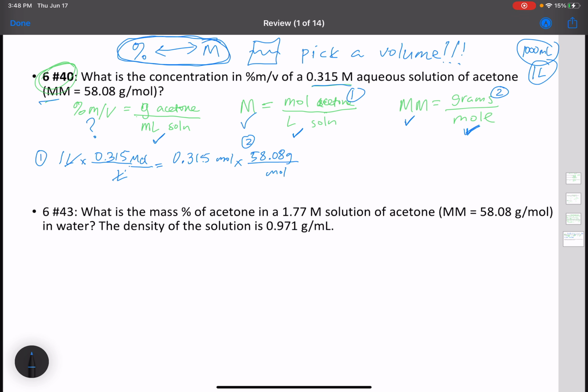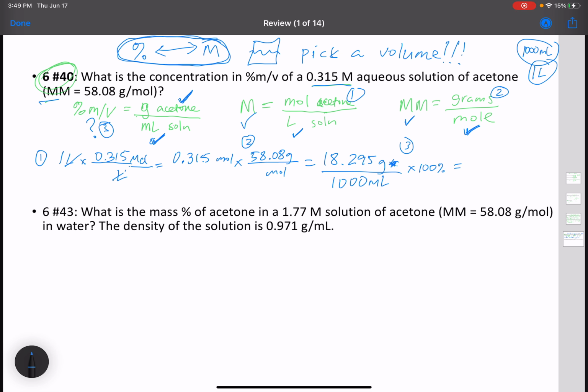58.08 is 18.295 grams. All right, and guess what? Grams is needed over here in order to solve for the percent mass volume. So now I have the two pieces of information that I need to solve what I'm actually asked for in the problem. So then the third step here is to take the grams, and divide by the volume, 1,000 milliliters. And I always forget to write this in the formula, but we will need to multiply it by 100 to turn it into a percentage.